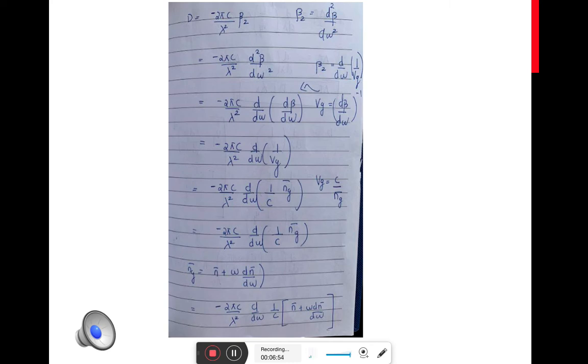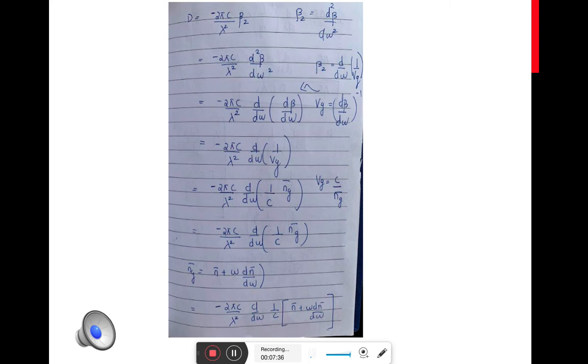Now we are rearranging, taking minus 2 pi c by lambda square, dou by dou omega of dou beta by dou omega, and we know Vg is equal to dou beta by dou omega. We are substituting that in the expression. So dou beta by dou omega is equal to 1 by Vg, and we substitute that. Then we get minus 2 pi c by lambda square, dou by dou omega of 1 by Vg. Now we know that Vg is equal to c by Ng bar, where Ng is the group index. So we get minus 2 pi c by lambda square, d by d omega of 1 by c Ng bar.